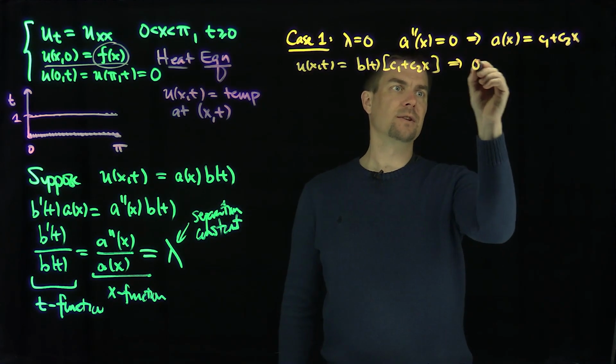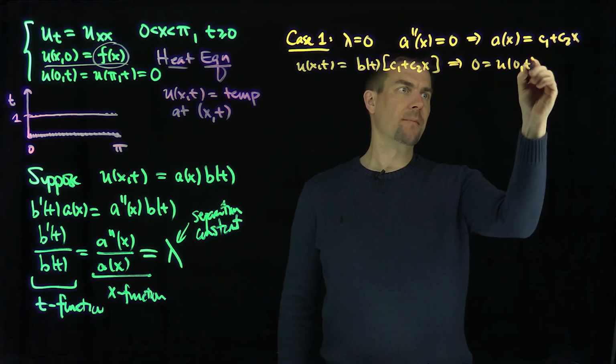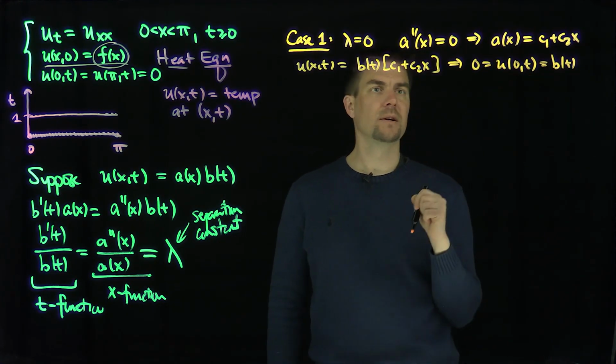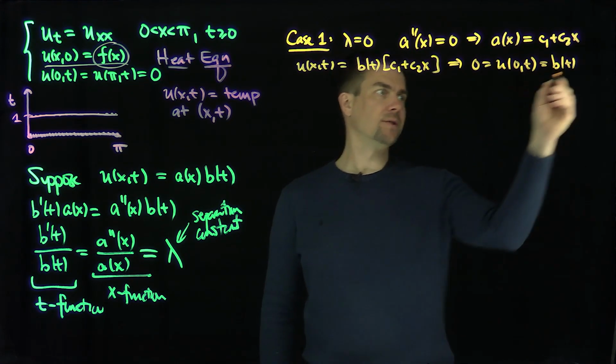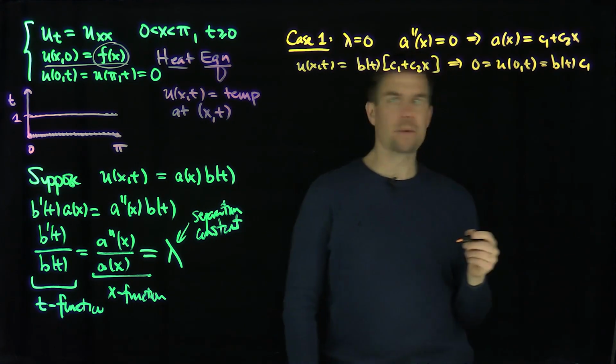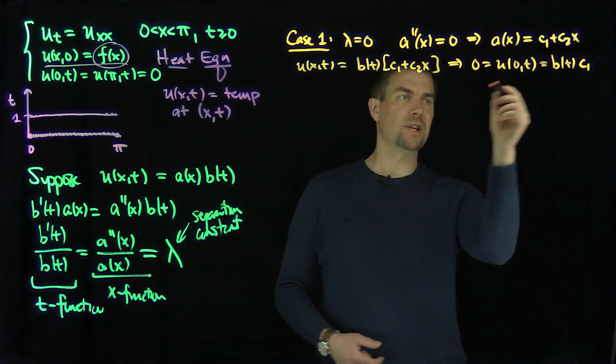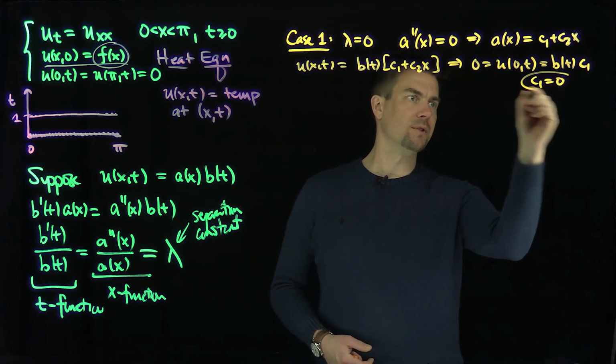So this implies that 0, which is u of 0,t, is going to be equal to b of t times what? Times, when I plug in 0 for x over here, I get c1. Since, of course, if b prime is equal to 0, that says that b is a constant, so that's going to force c1 to be equal to 0. So c1 is equal to 0.